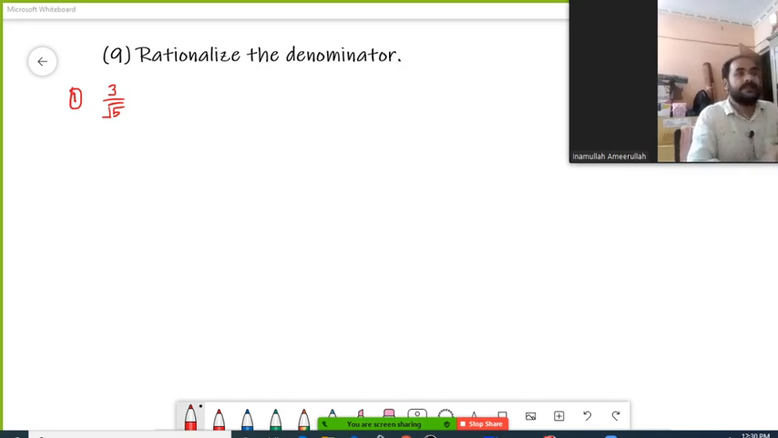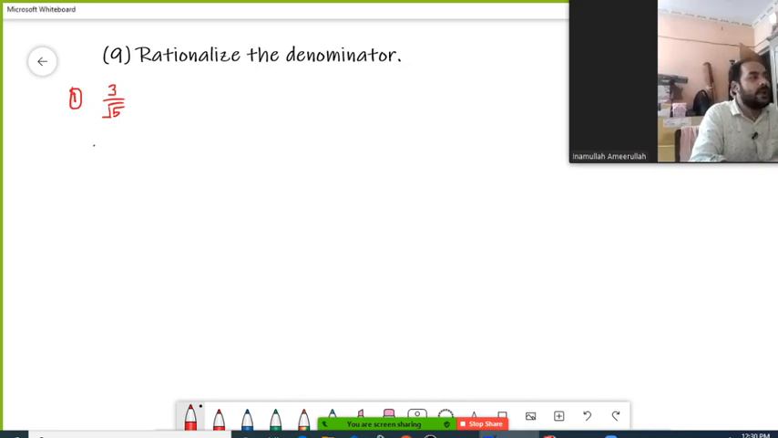In order to rationalize the denominator, you need to remember that every time, you take your denominator and multiply it with the fraction in the numerator as well as the denominator. The same number which is given in the denominator, we multiply in the numerator as well as in the denominator. This is the only thing you need to remember in order to rationalize the denominator. So here I am going to rationalize this 3 by root 5.